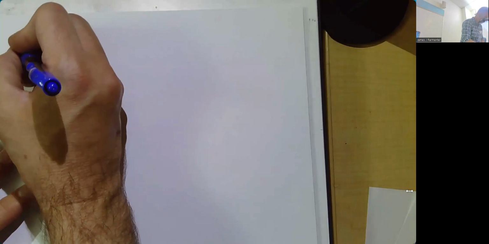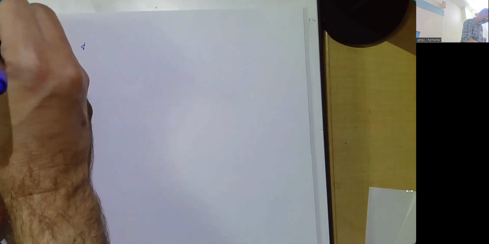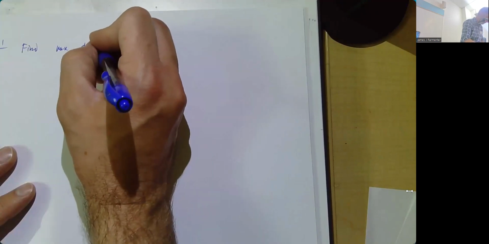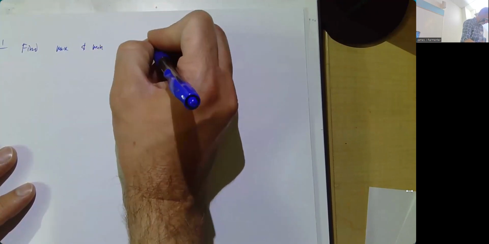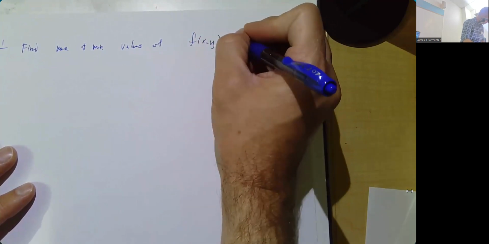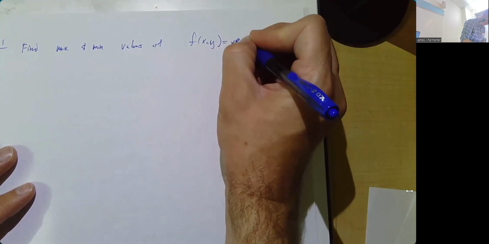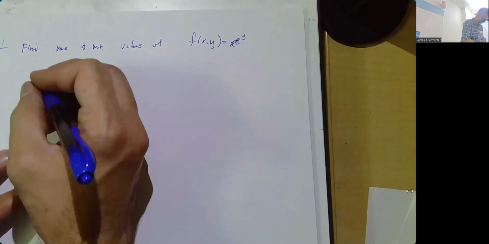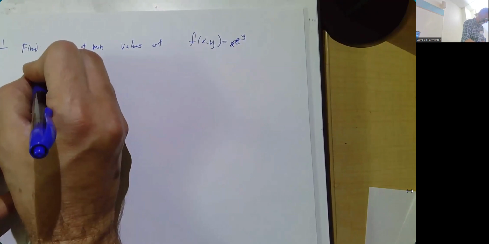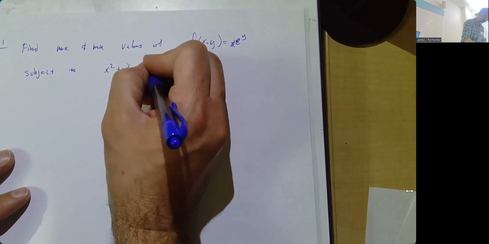So we want to find the maximum, and this is from midterm 1-1. Find the maximum and minimum values of f of x, y equal to x times e to the y. That's terrible. Subject to the constraint x squared plus y squared equal to 2.